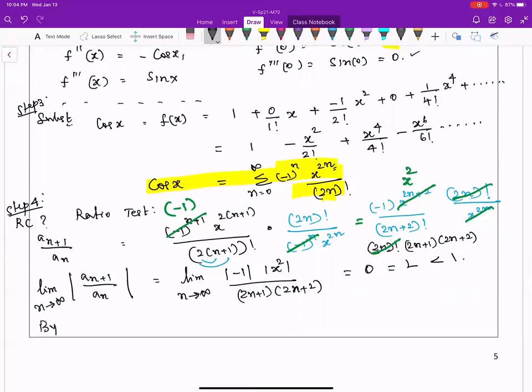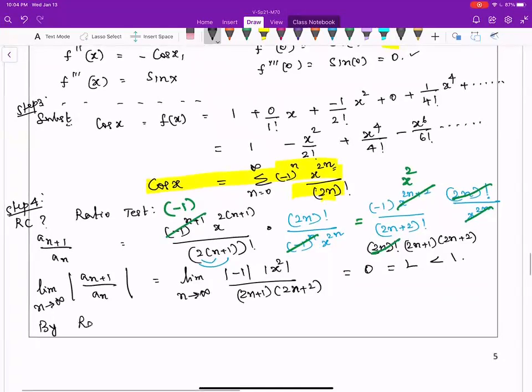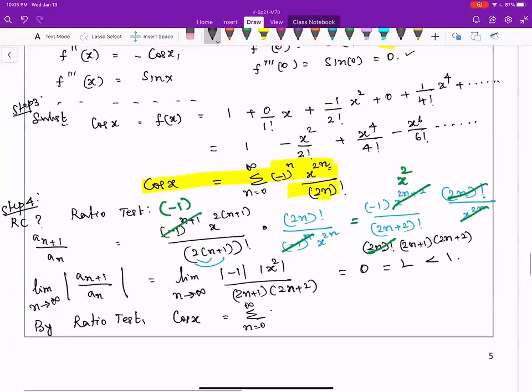So by ratio test, you can conclude cosine x, which is written as sigma of negative 1 to the power n x to the power 2n over 2n factorial, converges for all x, and the radius of convergence is infinity.